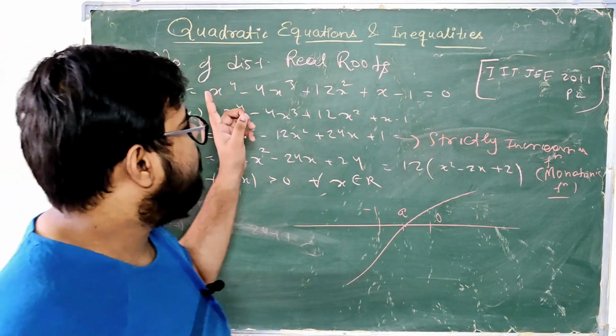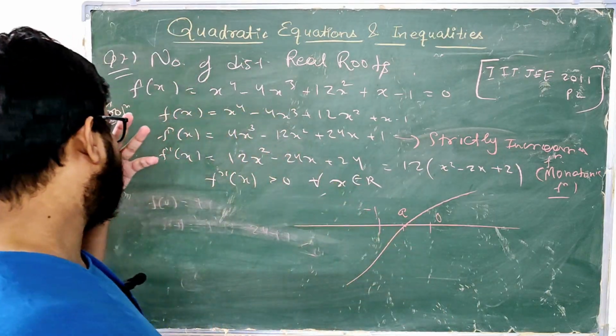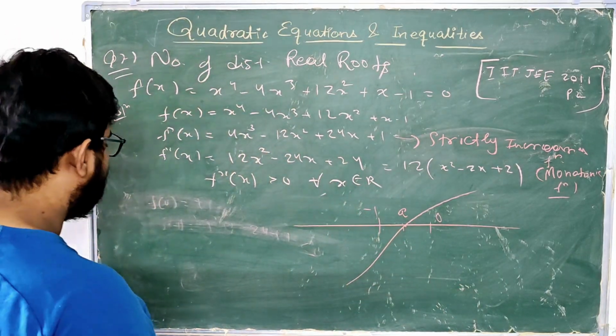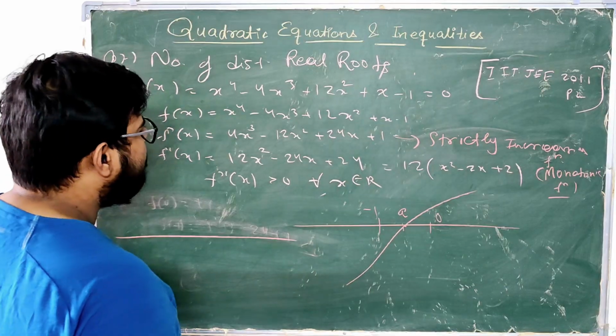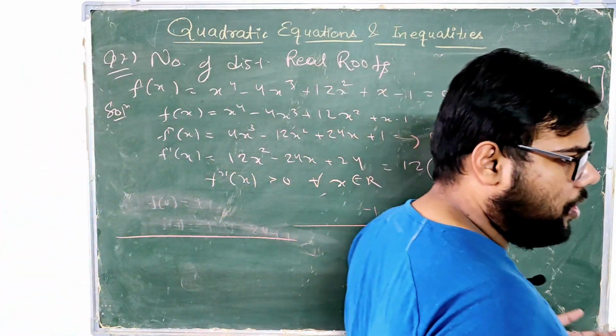So it means that there is only one critical point over here, right? So this function, we don't know how it will look and we don't care about it either.